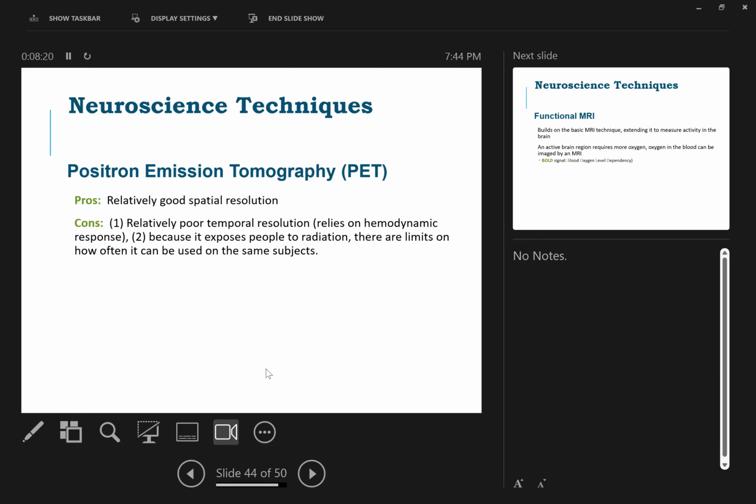So imagine how different in time these operations are. It's just a proxy for the brain activity. It's not really brain activity. So it has a poor temporal resolution because the blood flow tails the activity, but also because it exposes people to radiation. You are having radioactive material injected into people to see where the activity is going. So it's not really something that you could do too many times. Any questions?